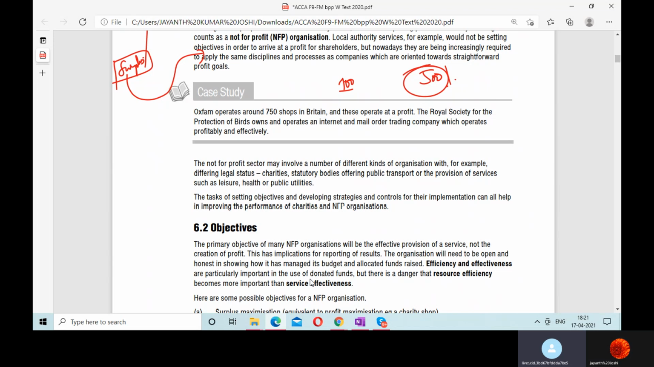So Oxfam earns from 750 shops, whereas the Royal Society operates in internet and mail order trading. They use the profit basically for the protection of the birds. Oxfam is using the profit for its own use, whereas the Royal Society provides a service with nature without any profit motive. That's it.